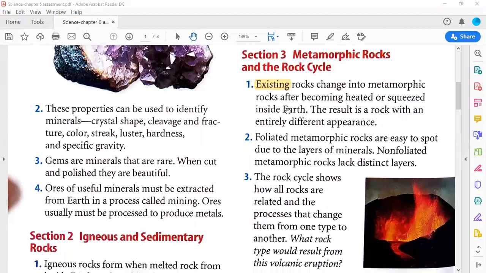Okay. Within this metamorphic group, this group is being divided in two types, foliated and non-foliated.